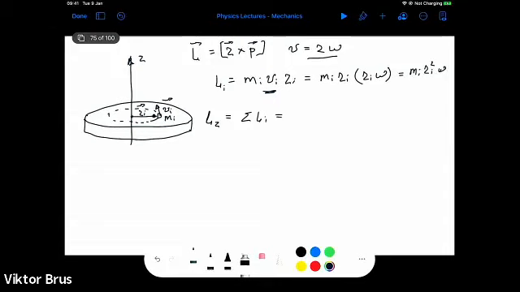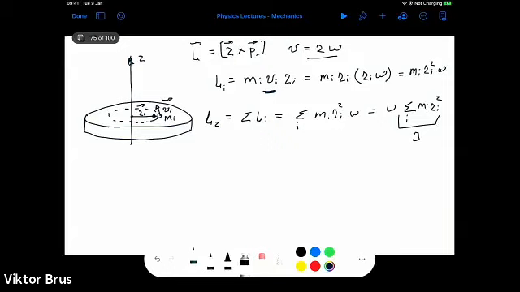And in this case, it is sum over all i, mi ri square omega. And since omega is a constant, we have omega times the sum over all i, mi ri squared. And this is nothing else as, again, our moment of inertia, I.